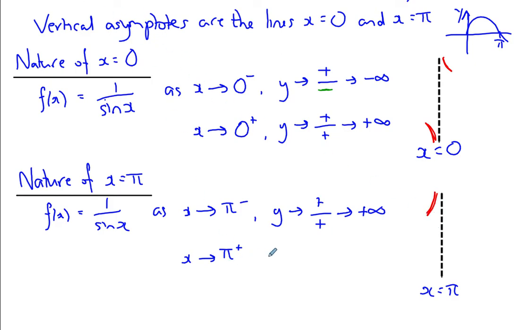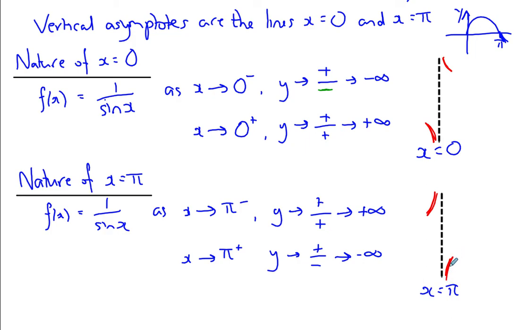And if you think about to the right of pi, when x is just over the value of pi, 181 degrees, well, you can see from the graph it's already dropping down below the x-axis, so the y-coordinate is negative. So positive divided by a negative is negative infinity, which means that it's going to be down at the bottom and it's going to be heading back up.